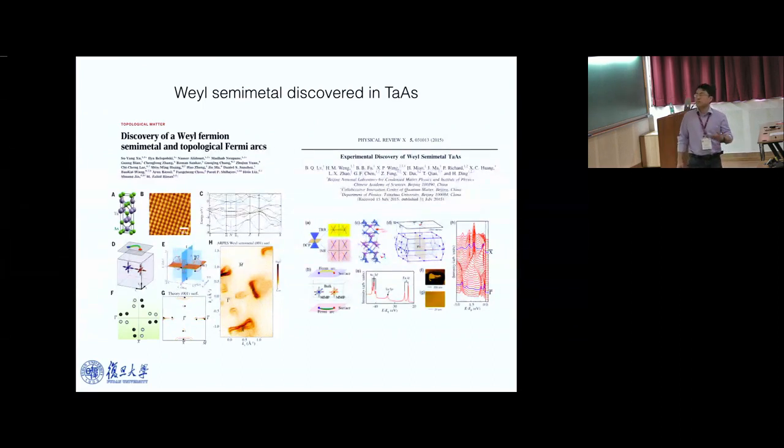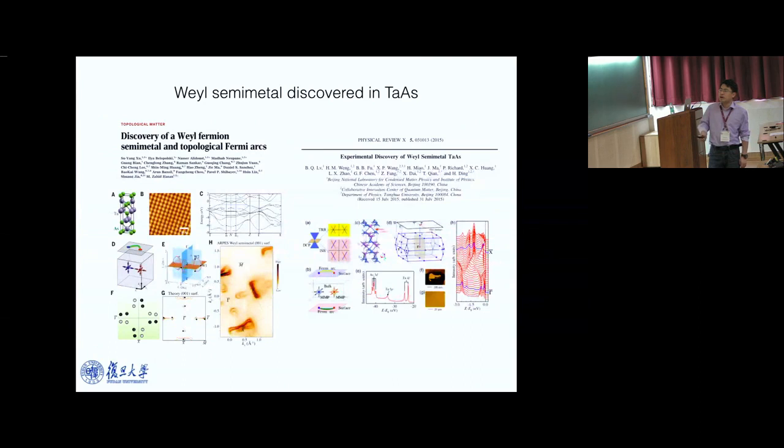So to obtain a Weyl metal, one has to either break time-reversal symmetry or break inversion symmetry. So magnetic Weyl metal is an example where you break time-reversal symmetry. This example is a Weyl metal that breaks inversion symmetry. It was discovered by a Princeton group and the IOP group in Beijing in this family of materials.